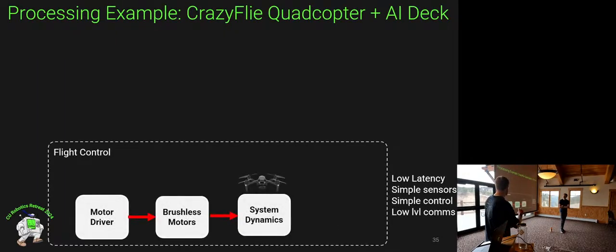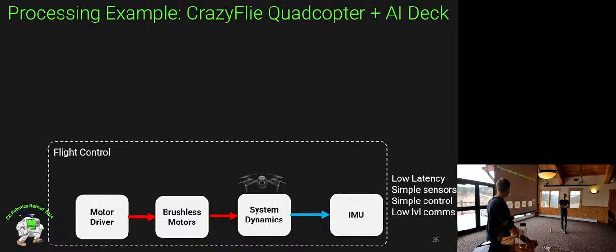Okay, so we'll spend a little more time on this. Here's a real world example of a block diagram of a real system. If anyone's played around with the Crazyflie, these are little flying quadcopter open source systems, and they use brushless DC motors to drive the propellers, and inside they use an IMU for orientation and sensing. In this system you really need low latency, simple sensors, simple control, and low level code.